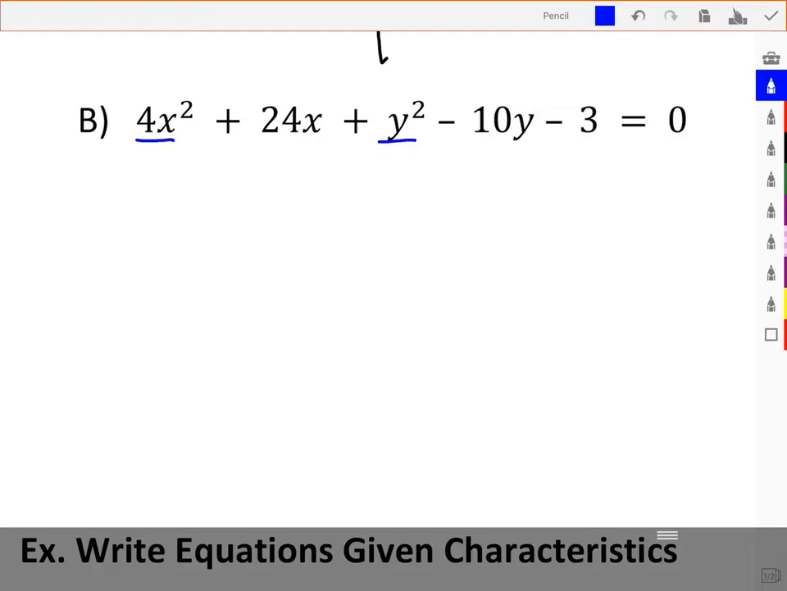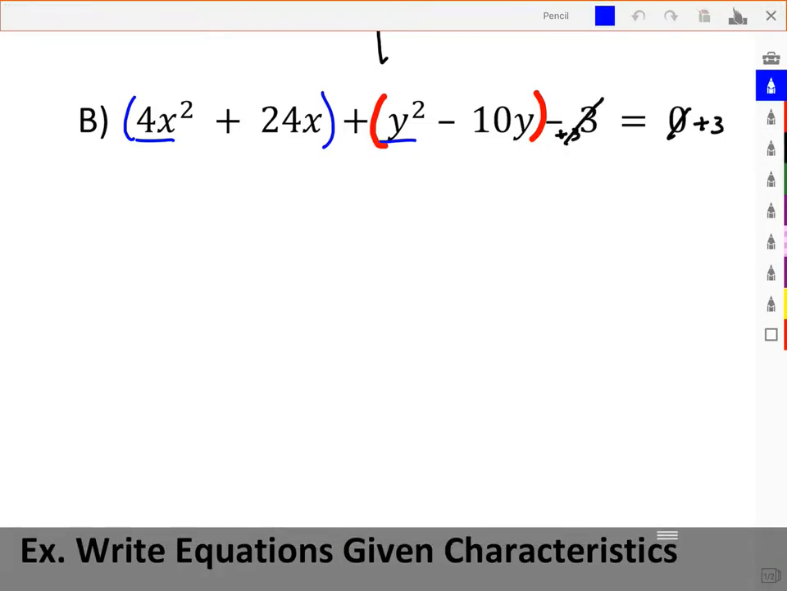Now, in order to get it in the standard form, which is what we have to do in order to graph it, we're going to have to complete the square. So in order to do that, we group the variables. So I'm going to put my x squared and my x together, and my y squared and my y together. And what we're going to do is add 3 to both sides.